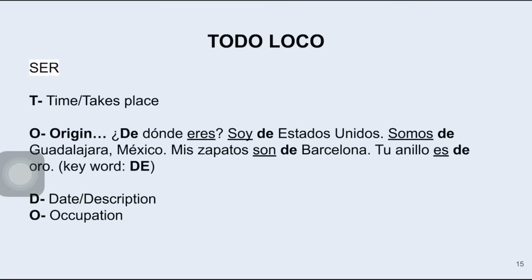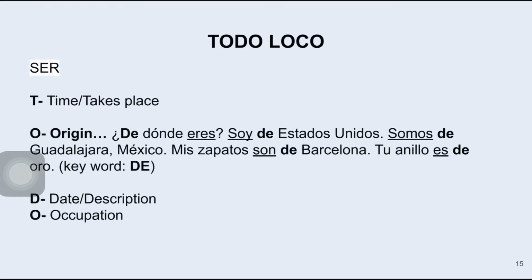Origin. Now, the key word for origin is de, because that is the form of possession, from or of. So let's take a look at some of these examples. ¿De dónde eres? Where are you from? Notice I have eres underlined. That is the tú form of ser. Where are you from? Soy de Estados Unidos. I am from the United States. Somos de Guadalajara, México. We are from Guadalajara, Mexico.